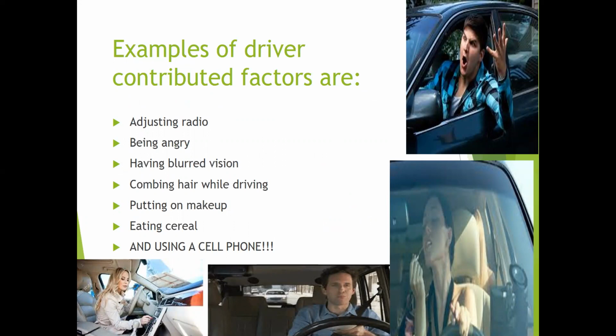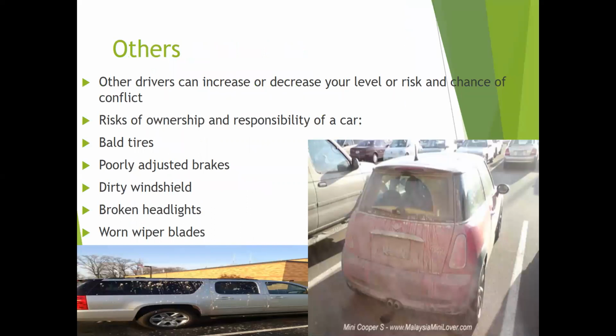Always adjusting the radio, being angry, not having control of your emotions when you're driving, blurred vision. Obviously, this could be from drinking and driving under the influence of any drugs. Maybe you didn't get enough sleep at night, so you're tired. Combing your hair while driving is a distraction. Putting on makeup, eating cereal, using a cell phone is definitely a distraction. So you want to avoid all those things when you're driving. Other drivers can increase or decrease your level of risk and chance of conflict.